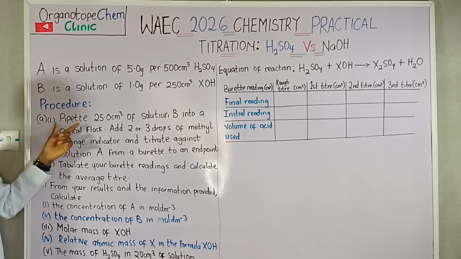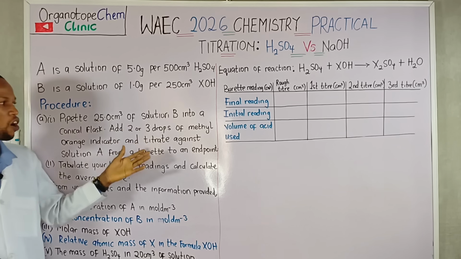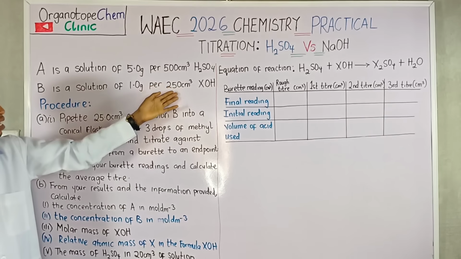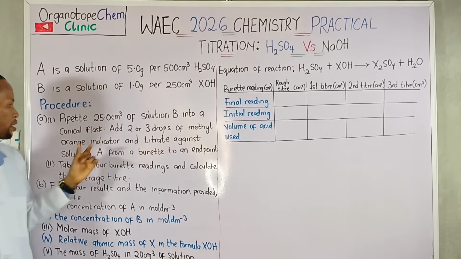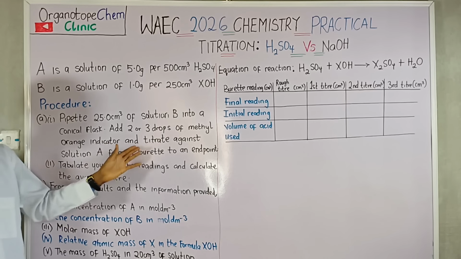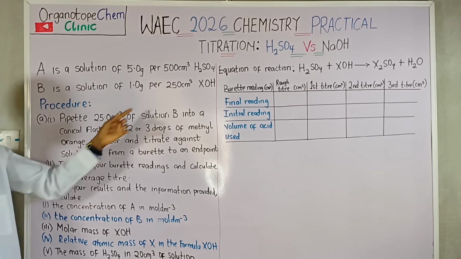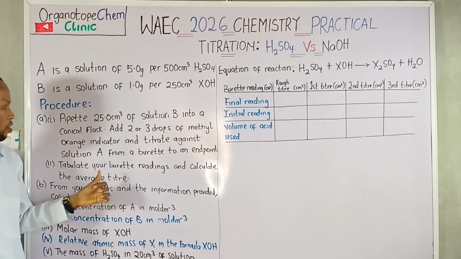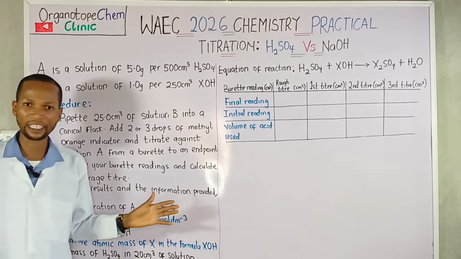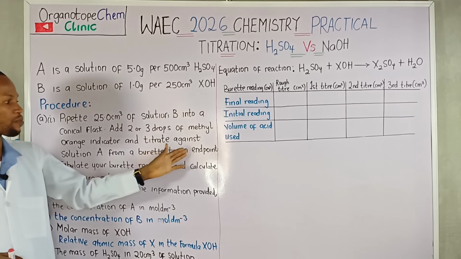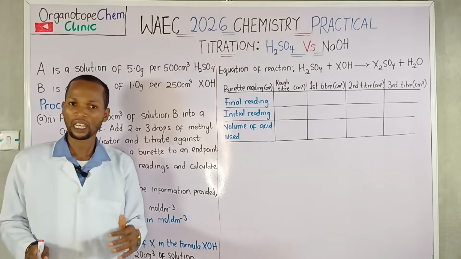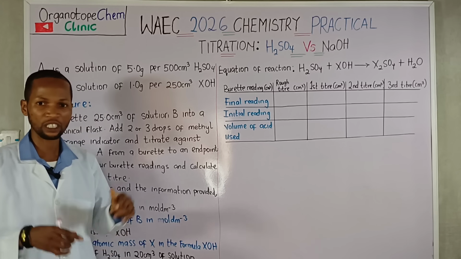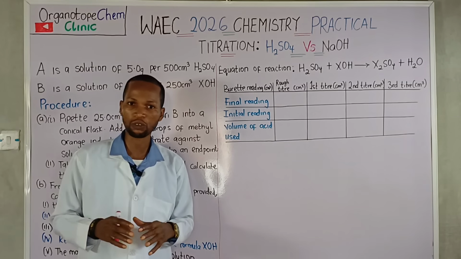Pipette 25.0 cm³ of solution B, which is the base, into a conical flask. Add 2 to 3 drops of methyl orange indicator and titrate against solution A, which is the H₂SO₄, from a burette to an endpoint. So the endpoint expected for this titration is an orange or red endpoint, as I've explained in my previous video lesson. You can check the link in the description below.